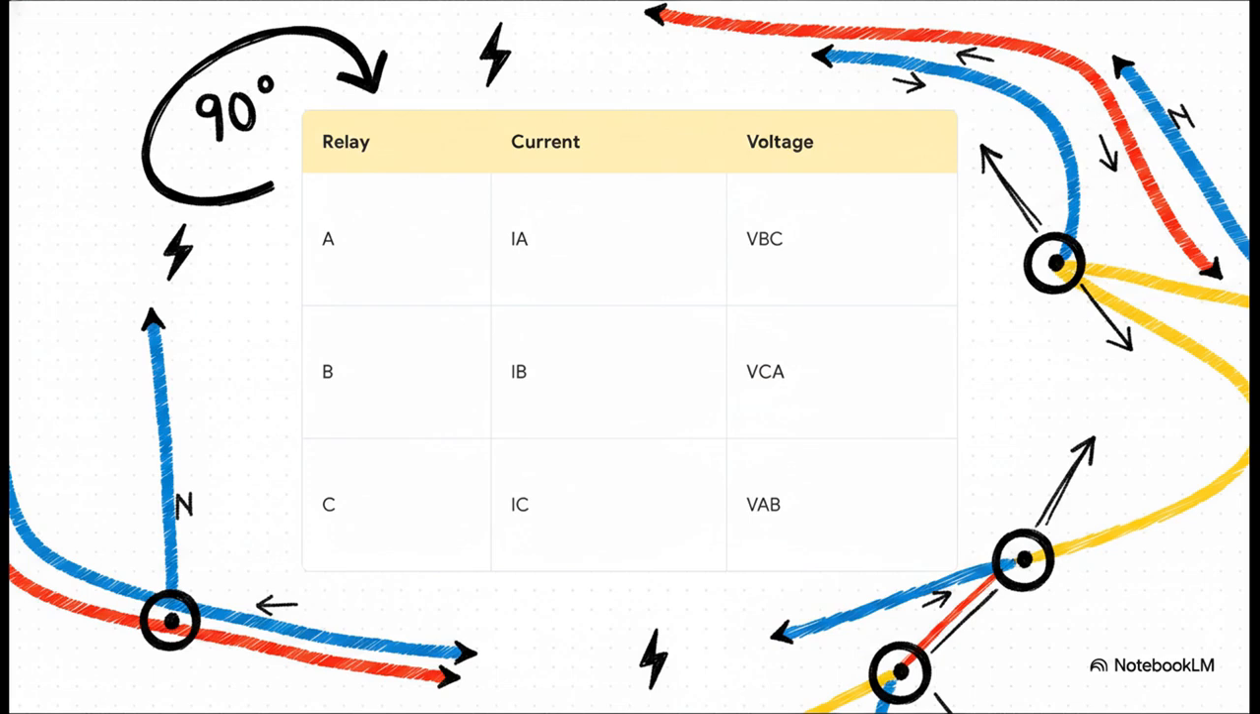The relay protecting phase A takes current A and uses voltage BC. The relay for phase B takes current B and uses voltage CA. And finally, phase C takes current C and references voltage AB. This setup guarantees that no matter which phase takes a hit, the relay always has a healthy, stable cross-phase voltage to rely on as its polarizing reference.